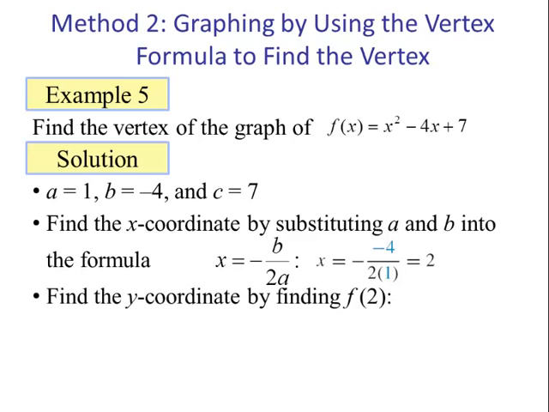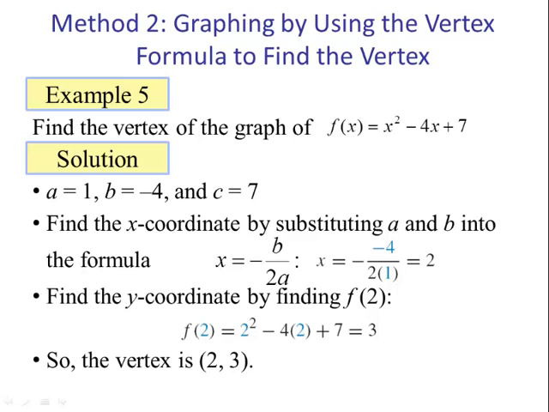To get the y-coordinate, we find f of 2. So we go back to the original function and we substitute a 2 for x and evaluate. So f of 2 is 2 squared minus 4 times 2 plus 7, which gives us an output of 3. So the vertex is the point 2, 3.